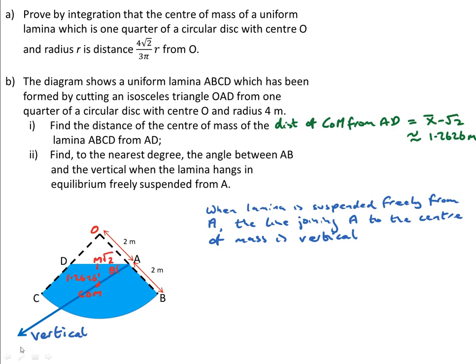So for the triangle consisting of A, M and the centre of mass, we know that A to M is root 2 and M to the centre of mass is 1.2626. So the angle theta on the diagram is given by tan theta equals 1.2626 divided by root 2. In other words, theta is 41.7 degrees.